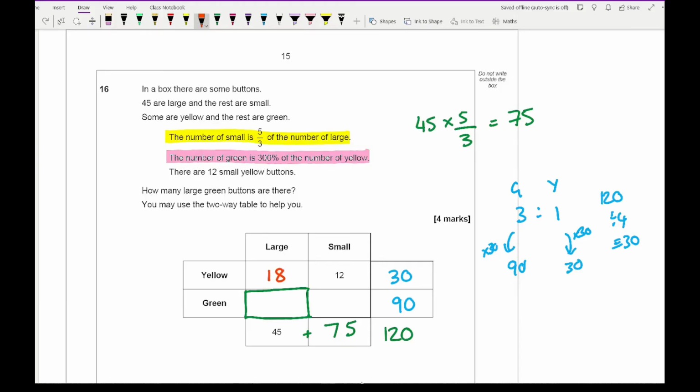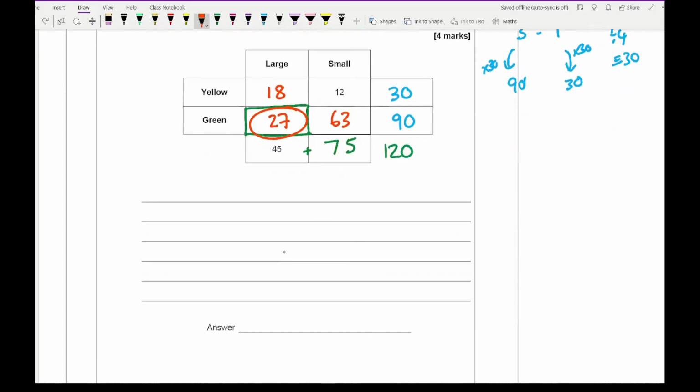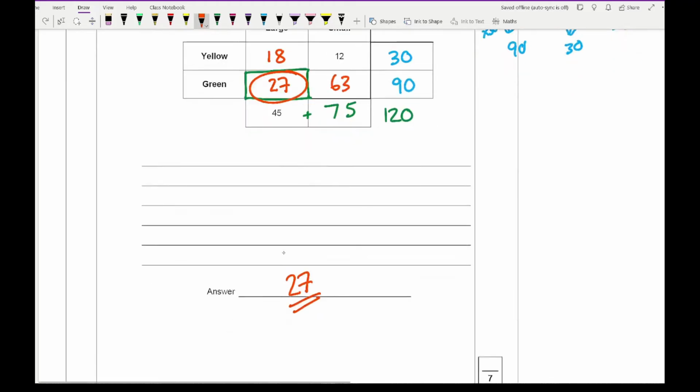And then from this, I can then work out what the small green is going to be. So 12 take away from 75 is going to give me 63. And then working out from either of those, I'm going to get 27. And so the answer here is going to be 27. Now, I could either write the answer completing my two-way table. As long as I've showed some working out, that should get me marks. But your final answer there is going to be 27.